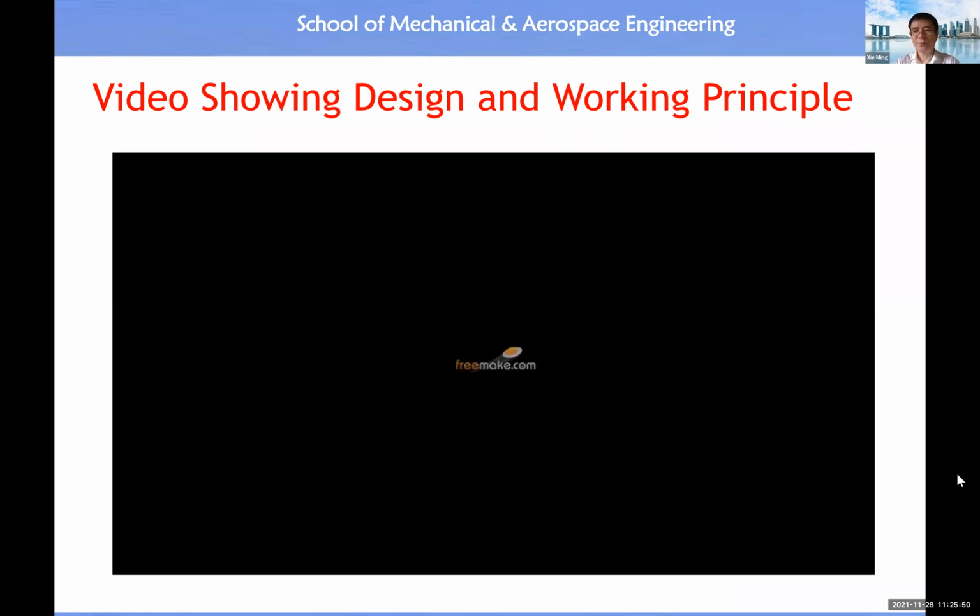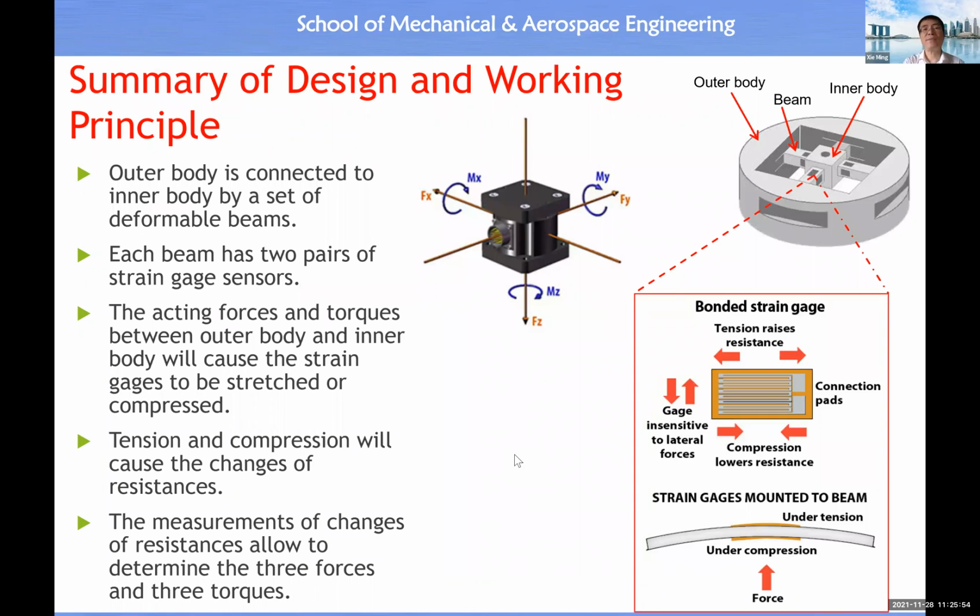All right, so this slide basically summarizes what you have seen in the video about the working principle, about the key element inside the design. And from here, you see that this is another way for you to design a force torque sensor. So you have an outer body and an inner body, and these two bodies are being linked by these 4 pins, and each pin must have at least one pair of strain gauges.